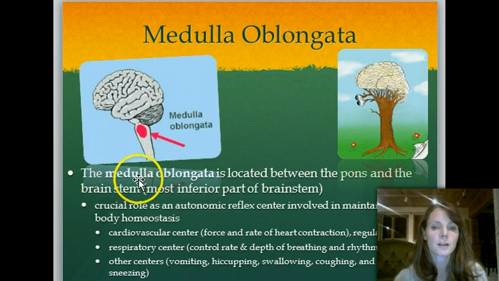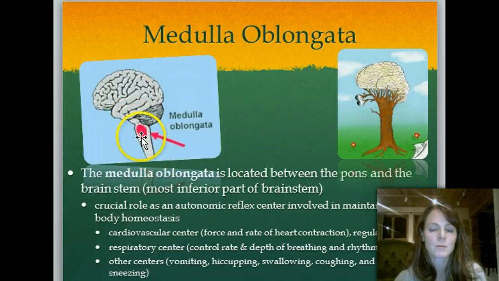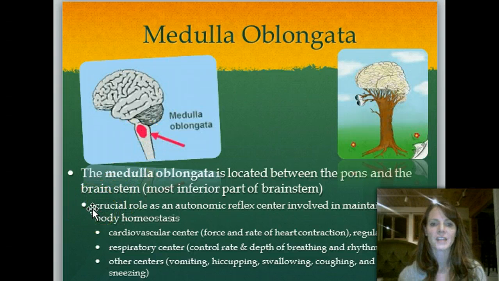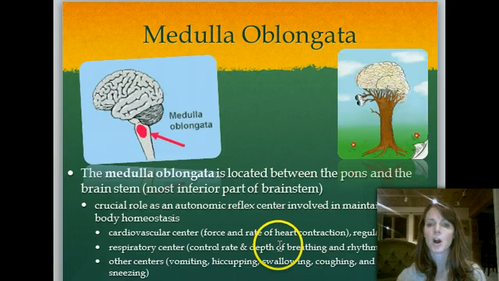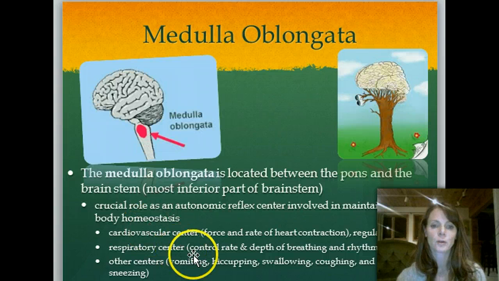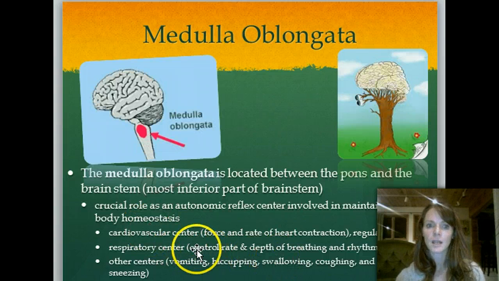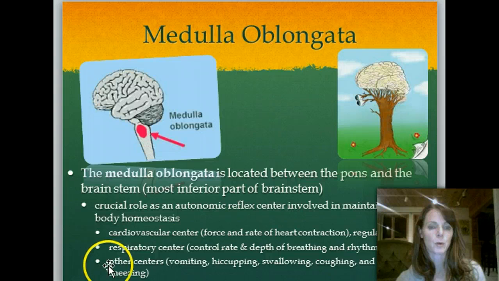Okay, so the medulla oblongata is located between the pons and the brainstem. Here's the pons right here, and the brainstem's down here. So here's the medulla oblongata, the most inferior part of the brainstem. It has a crucial role as the autonomic reflex center involved in maintaining body homeostasis. What that means is autonomic means all the things that happen on their own, okay? So the cardiovascular center handles the force and rate of the heart contraction and regulates blood pressure, so obviously that's pretty important. The respiratory center controls the rate and depth of breathing and the rhythm, and there are other centers such as vomiting, hiccuping, swallowing, coughing, and sneezing. So obviously those things aren't that important, but these two, we kind of need those, right?